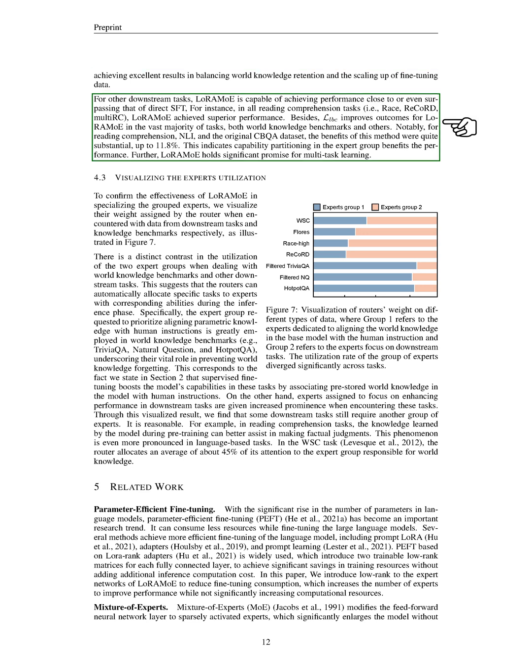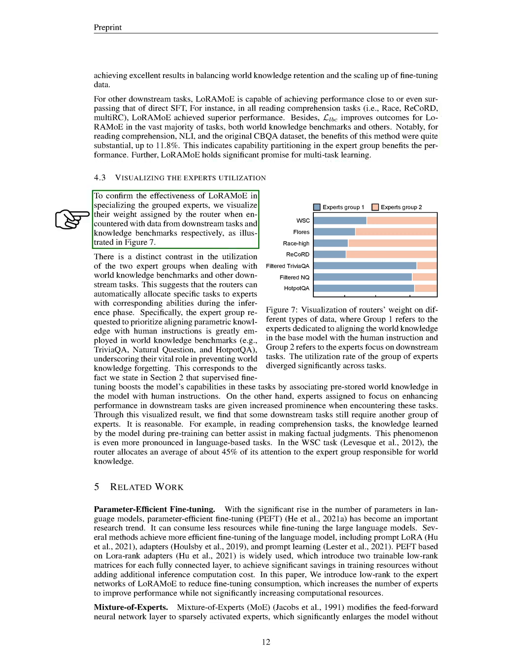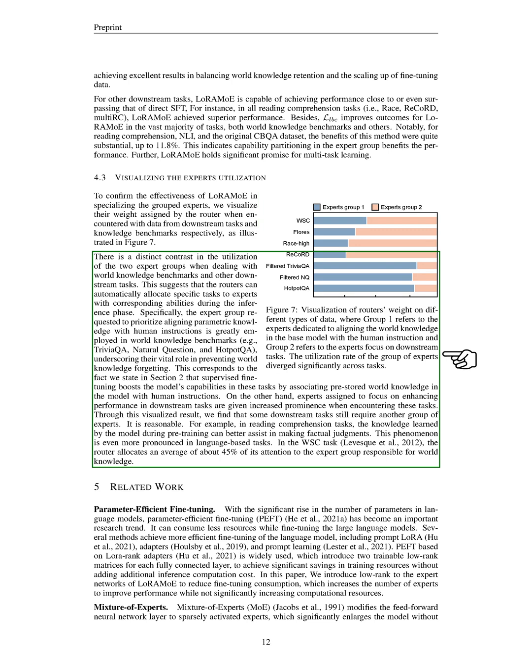For other downstream tasks, LoRAMoE performs close to or even better than direct SFT. For example, in all reading comprehension tasks, LoRAMoE performed better. We also visualized the use of the experts to confirm the effectiveness of LoRAMoE. We found that the routers can automatically assign specific tasks to experts with corresponding abilities during the inference phase. For example, the expert group that focuses on aligning parametric knowledge with human instructions is greatly used in world knowledge benchmarks, showing their important role in preventing world knowledge forgetting.